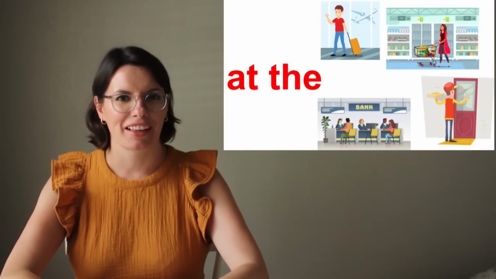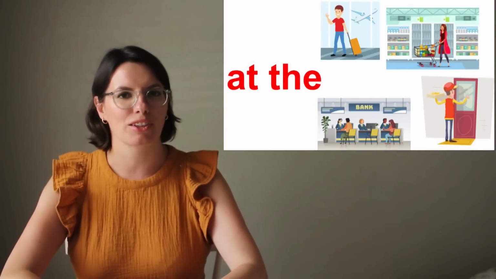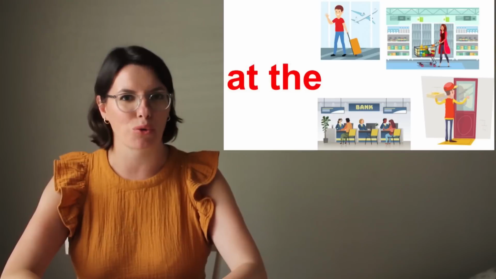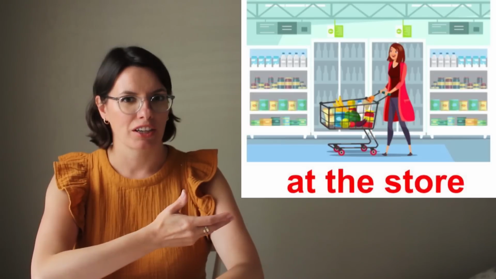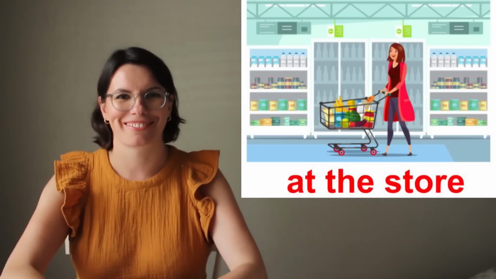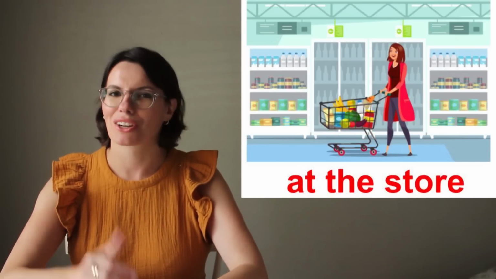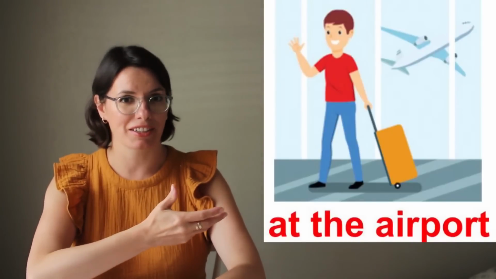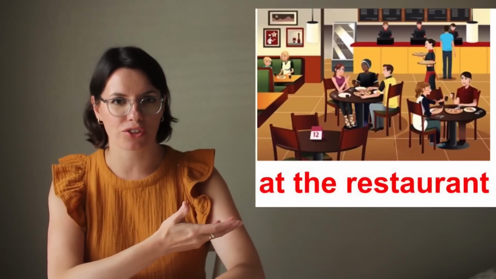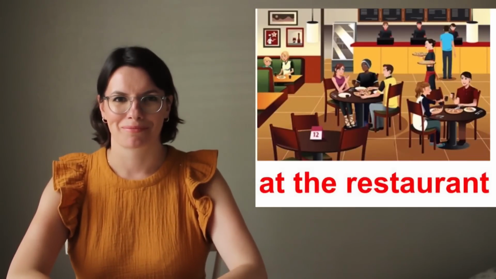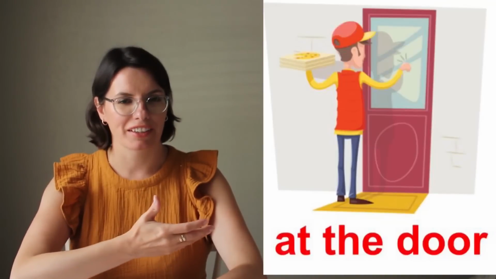Usually we say at the bank, at the store, at the airport, at the door, at the restaurant. Let's look at some examples. Where is she? Is she at home or at the store? Great job. Where is he? Is he at the airport? Great job. Where are they? Are they at the restaurant? Are they having lunch or dinner at the restaurant? Great job. Where is he? Is he at the door?